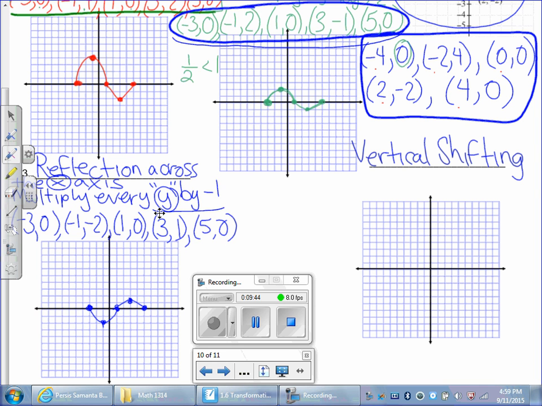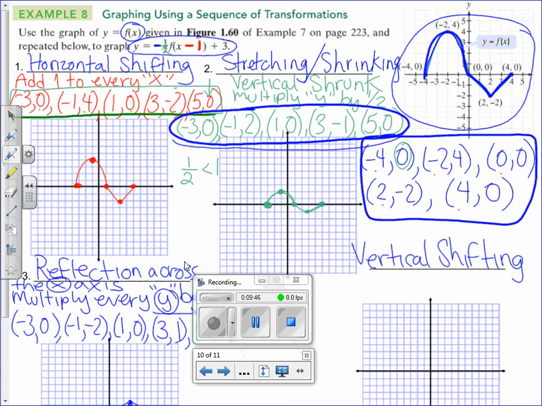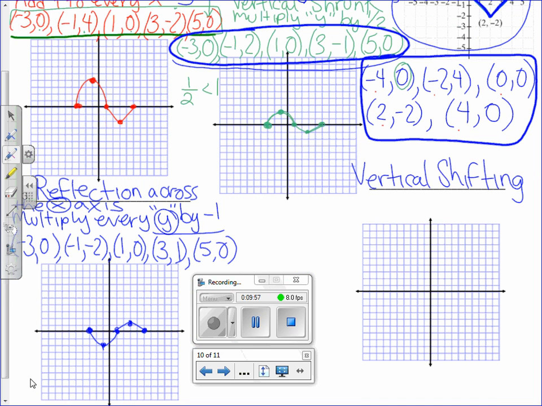the vertical shifting. Let's go look back at the equation, and we have the +3, that's what's telling me that there is a vertical shift, and we know that the function is going to be shifted 3 units upward. So what we need to do is add 3 to every y. So again, we're going to use the new points, and we will be only changing the y coordinates.